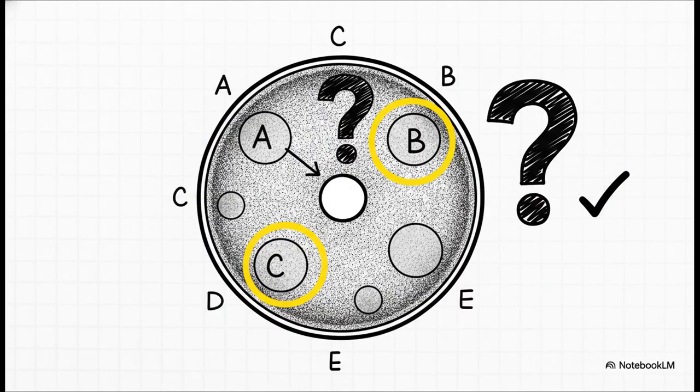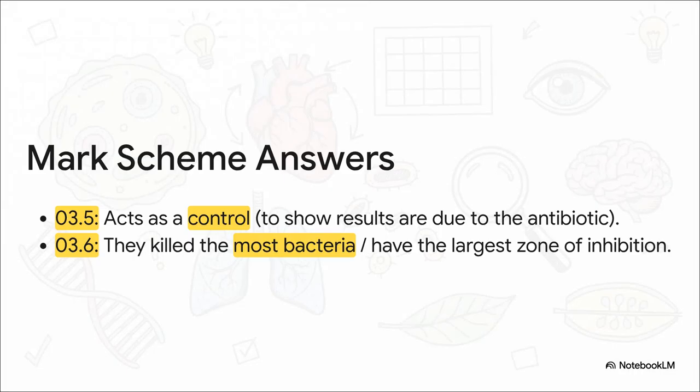Okay, back to the Petri dish. 2 questions here. First, see that disc in the middle with no clear zone around it? What's its job? And second, based on these results, why would a doctor probably prescribe antibiotics A or B for a patient? And the answers here have to be really precise.